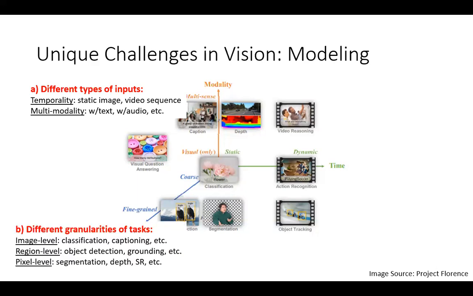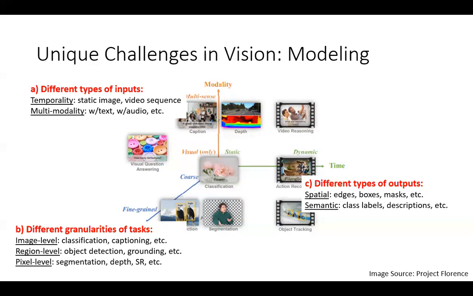And second, there are different granularities of tasks. For example, we have image level tasks like classification and captioning, as I just mentioned, and also region level tasks, and even pixel level tasks like segmentation, super resolution, etc. Moreover, the outputs, unlike in large language models, are also of different formats, containing spatial information like box and mask, or semantic information like class labels, multi-level text, or even descriptions, or very dense descriptions, right? All of these challenges make it very hard to think of a very simple way to unify different computer vision tasks.